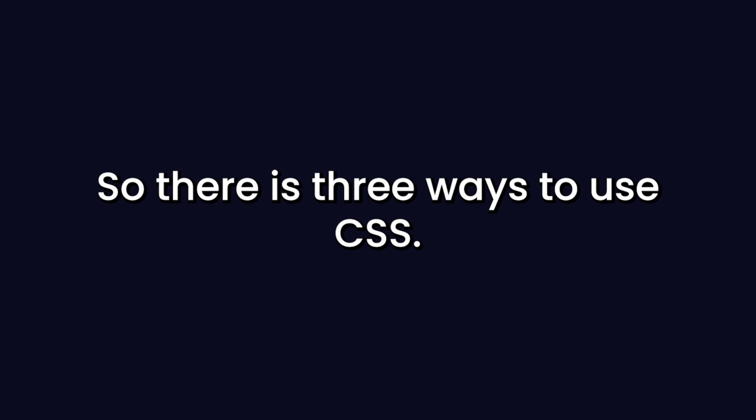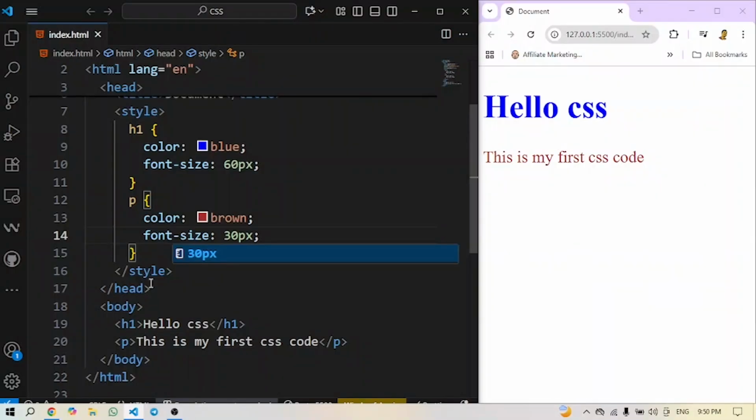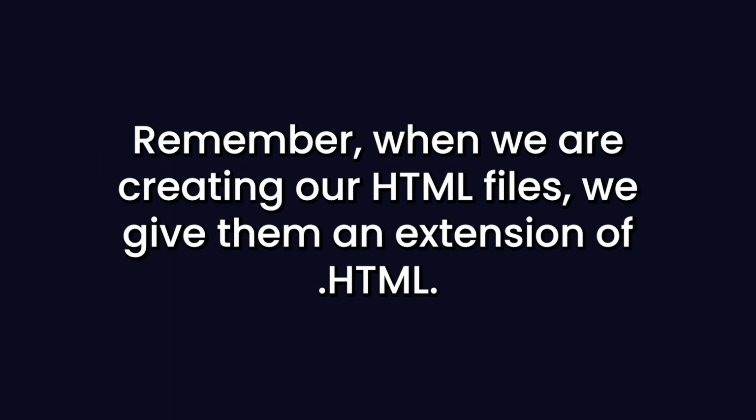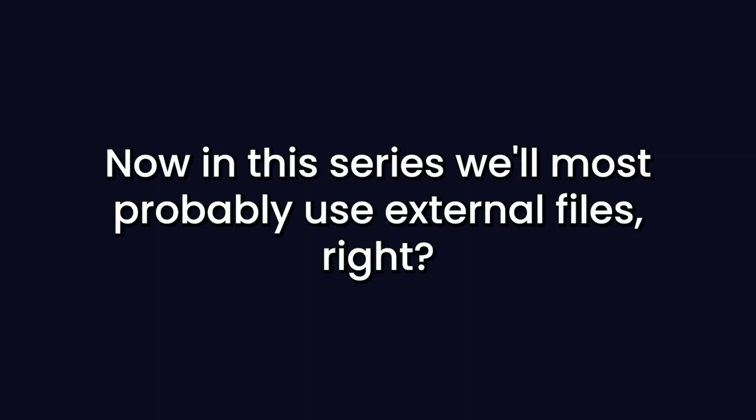So there is 3 ways to use CSS. We have inline style, we have internal styles. For example, the one we have used is an internal style, whereby you put this in the head section of the HTML document. But we also can use external styles in a separate file that has an extension of .css. Remember, when we are creating our HTML files, we give them an extension of .html. Now for the CSS, we give them an extension of style.css.